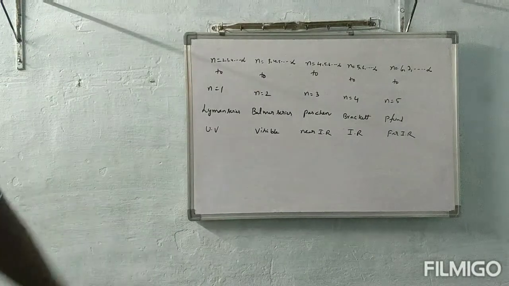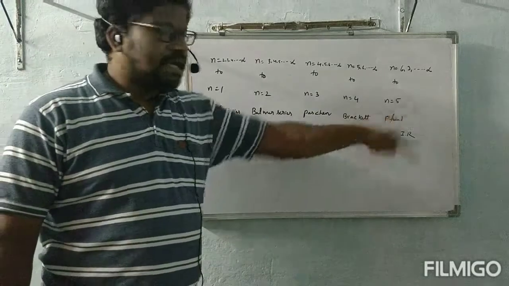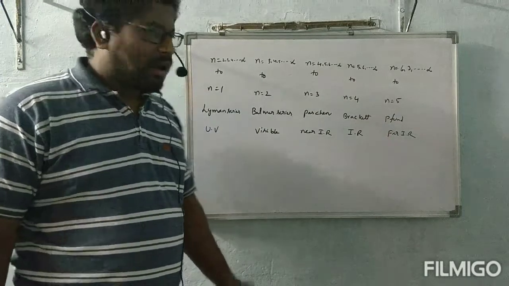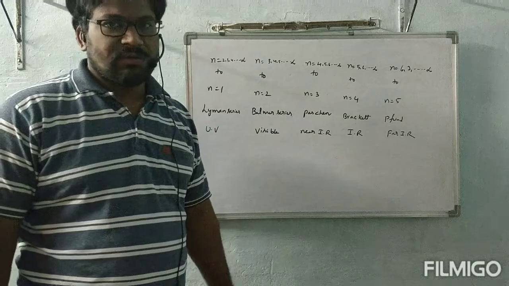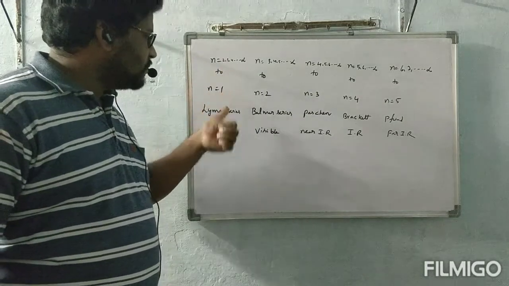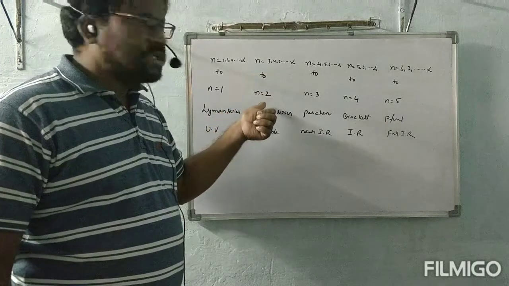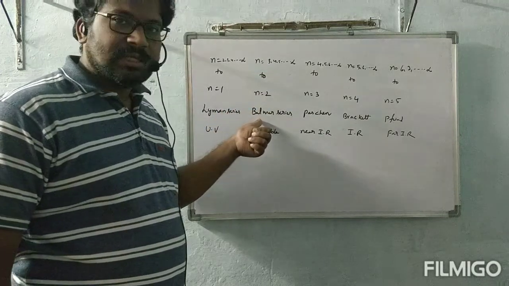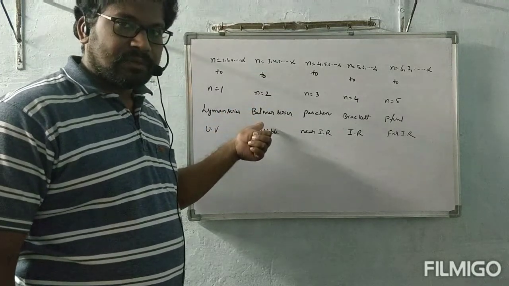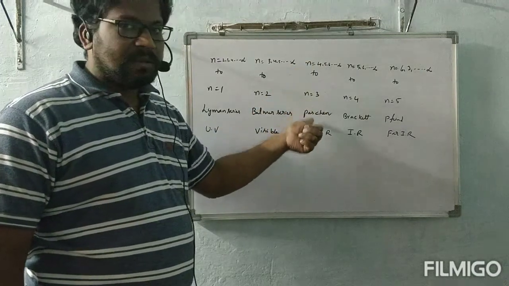If the lower energy is n is equal to 6, another scientist is there, but up to these 5 scientists it is okay. Higher energy to n is equal to 1 was studied by Lyman. Higher energy to n is equal to 2 was studied by Balmer. Higher energy to lower energy n is equal to 3, Paschen.